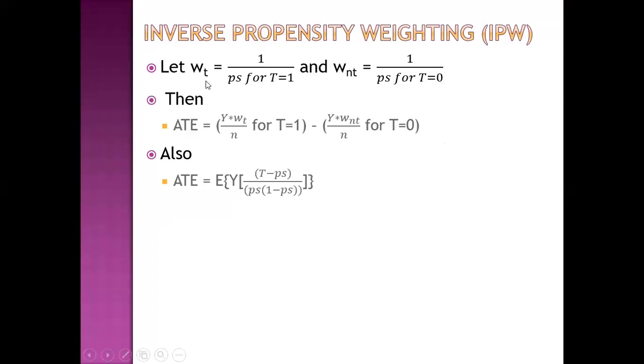So weights are weight T and weight NT. Weight T is the inverse of propensity score for units which are treated, and weight NT is the inverse of propensity score of units which are not treated. And average treatment effect is given by this formula. Basically, we multiply the outcome variable with the weights of the units which are treated and which are not treated. And another formula for average treatment effect is this.